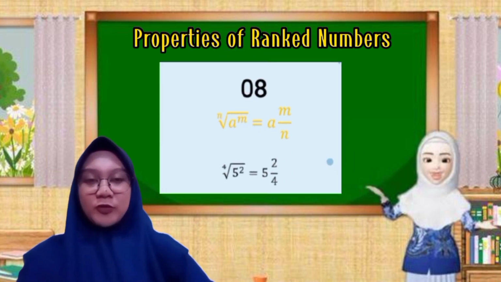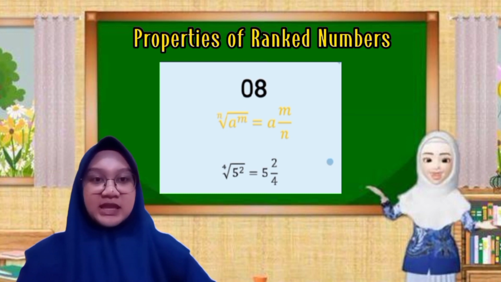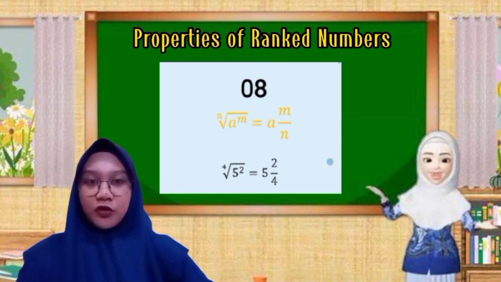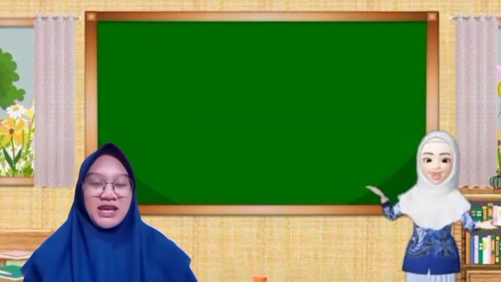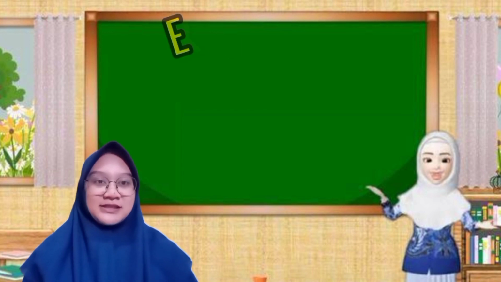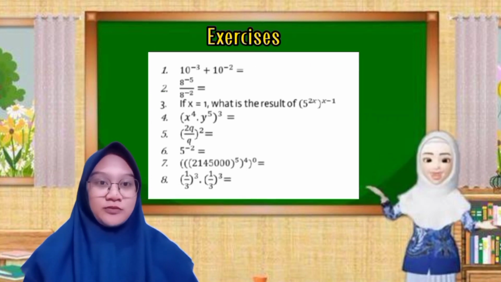The eighth property is the n-th root of a to the m. If there is a property like this, then it equals a to the power m over n. For example, the 4th root of 5 squared equals 5 to the power 2 over 4. Okay, here there are exercises. Please try them at home.